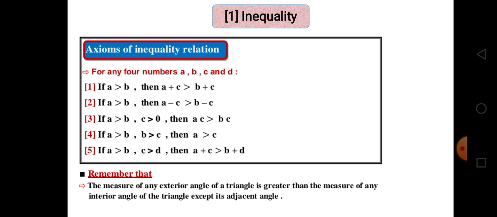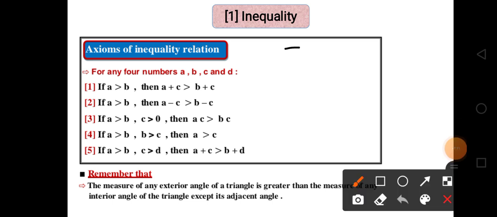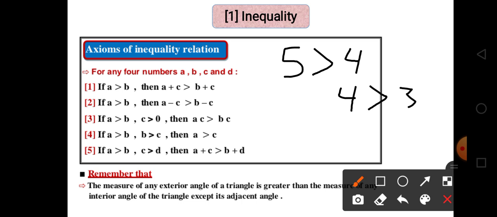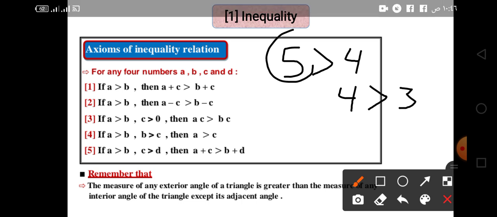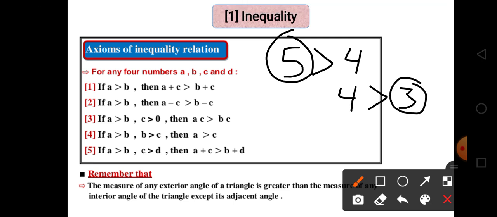The fourth one, if A greater than B and B greater than C, then A greater than C. For example, 5 greater than 4 and 4 greater than 3. Then 5 greater than 3. So if A greater than B and B greater than C, then A greater than C. Okay.